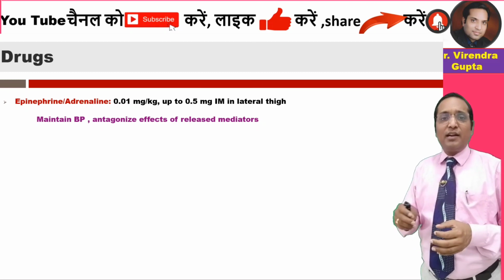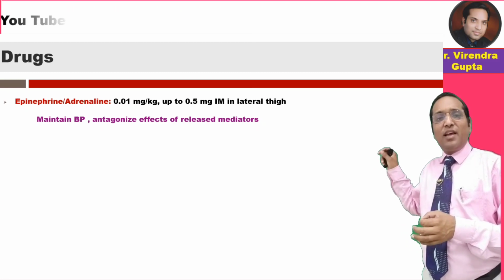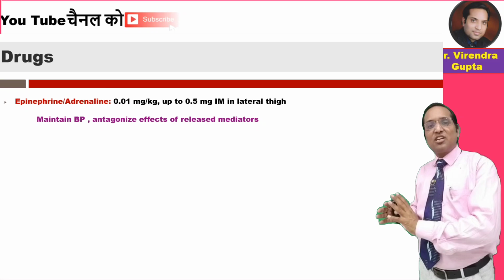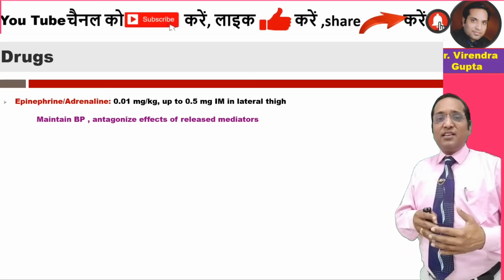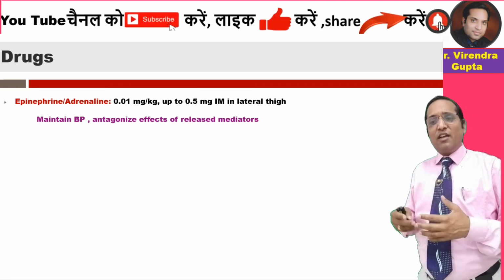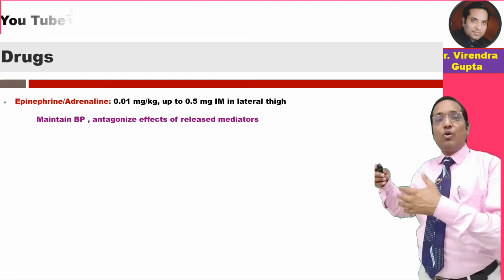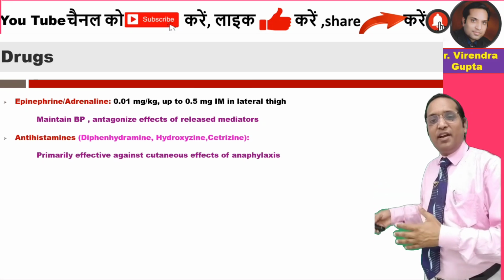So guys, when these important steps are taken, we can use drugs. Adrenaline or epinephrine is very important, and can be used at the rate of 0.01 milligram per kilogram, maximum up to 0.5 milligram, IM injection at the lateral thigh. It acts on the adrenergic receptors to maintain the blood pressure and antagonize the effects of the released mediators, and it may also stop the further release of the mediators.